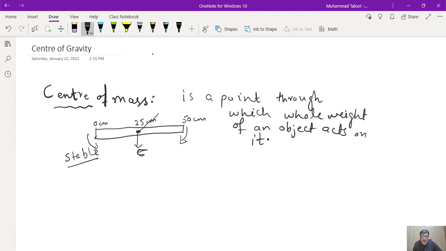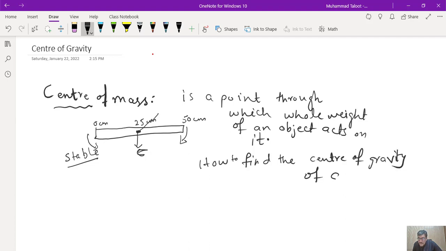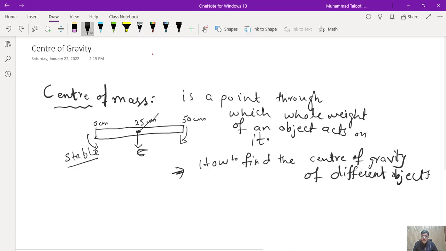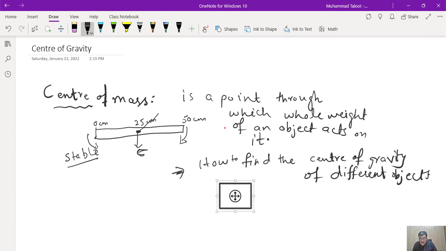Now we can find out how to find the center of mass or center of gravity of different objects. So it's very simple. Remember that suppose I have a box, let me draw it in a shape. So I have this box. If I have to find out the center of gravity or center of mass of this box, what do I have to do?